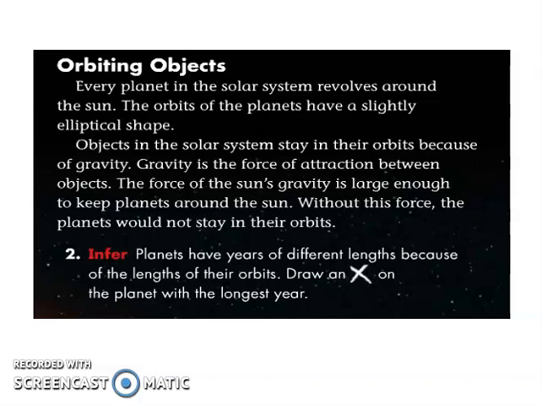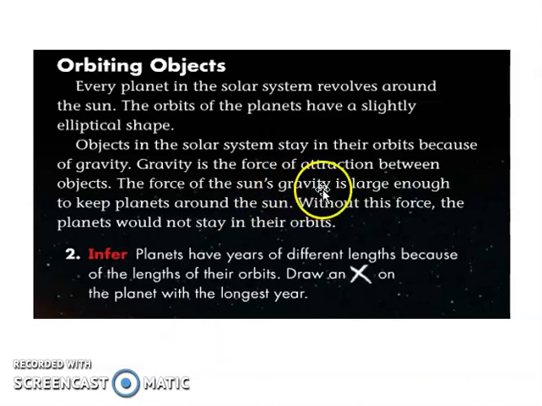The shape of the orbit is elliptical. Elliptical is somewhat like an oval or a circle. So it's a combination of circle and oval shape. Every planet in the solar system revolves around the sun. The orbits of the planets have a slightly elliptical shape. Objects in the solar system stay in their orbit because of gravity. Without gravity, the planets would just float away and crash into each other. That's why gravity is very important in the solar system. It keeps the planets in place.